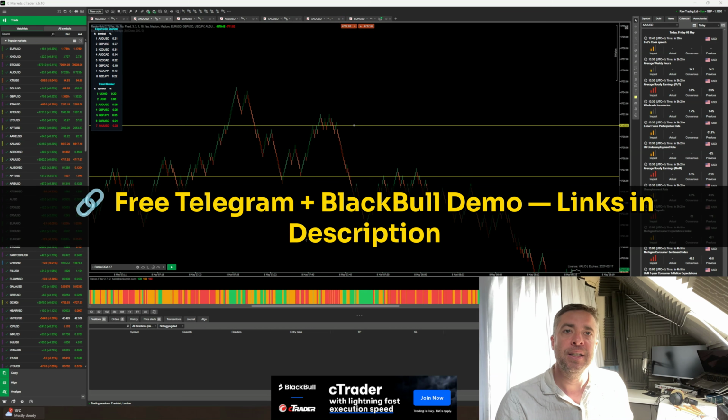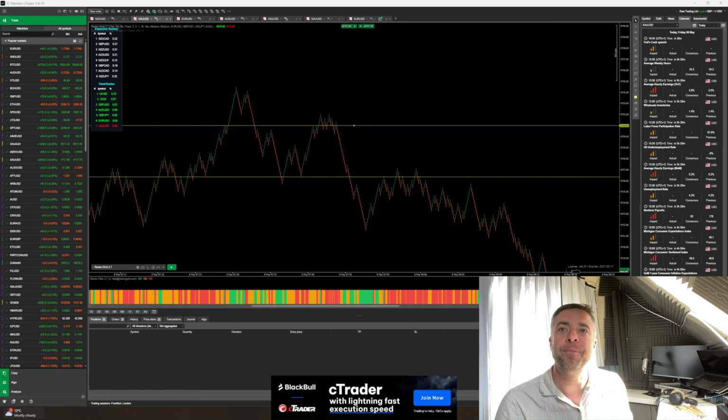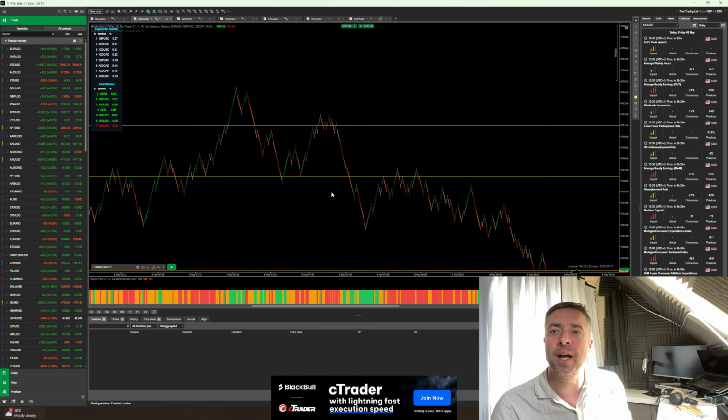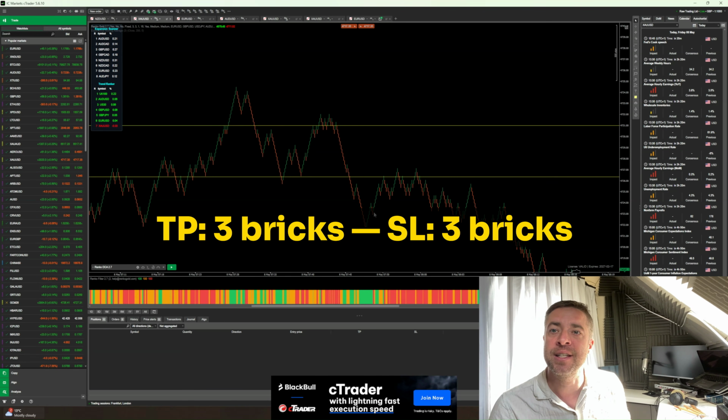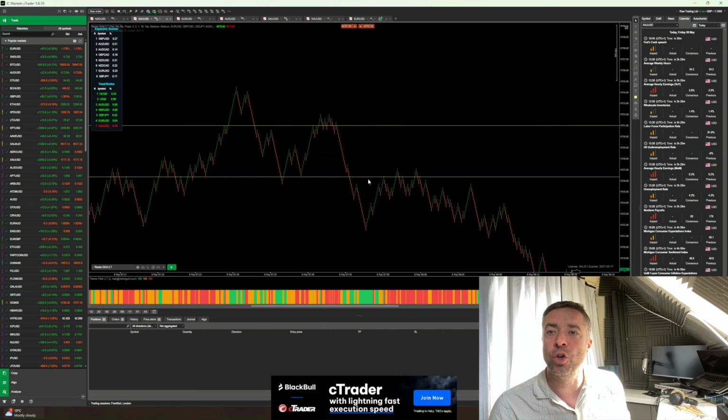Practice it and understand the structure. What about your TP and stop loss settings? So what I go with generally is 3 bricks take profit and 3 bricks stop loss. But again, it depends on your risk tolerance.